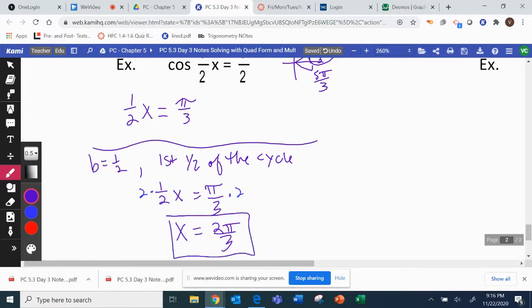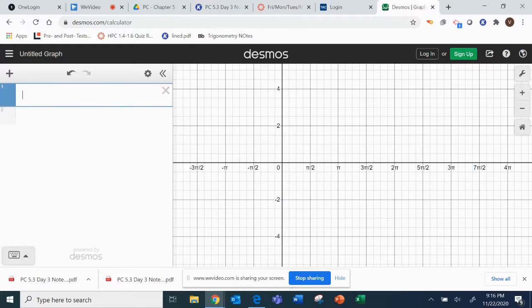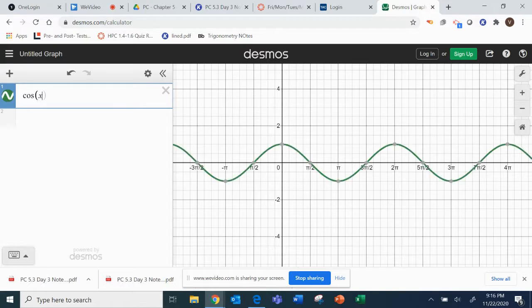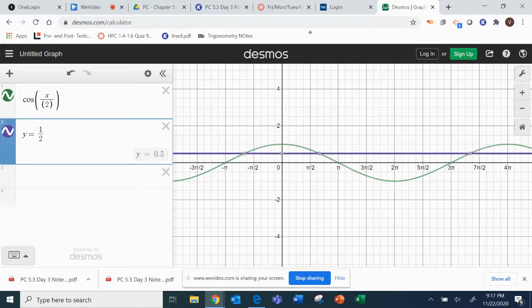Let's double check. Cosine half x equals a half. And then y had to equal a half, so y equals 1/2. And from 0 to 2 pi, just at 2 pi over 3, do they cross?